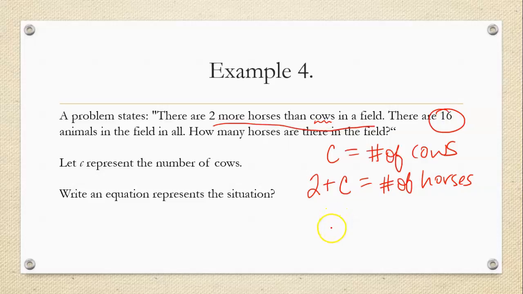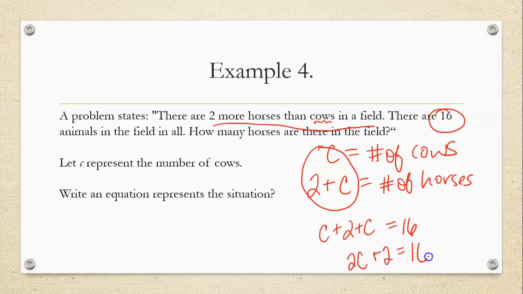Now, how many total animals do we have? We have 16. So that's going to be C plus 2 plus C equals 16. All I did was add up everything to give us the total. So that gives you 2C plus 2 equals 16. And that's it. There's our expression to represent this situation.